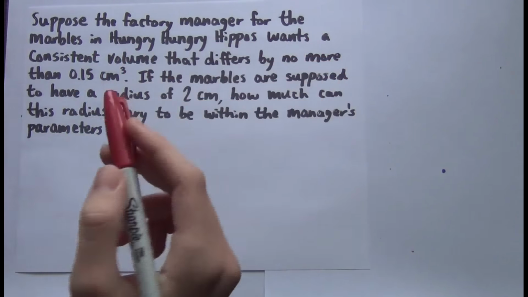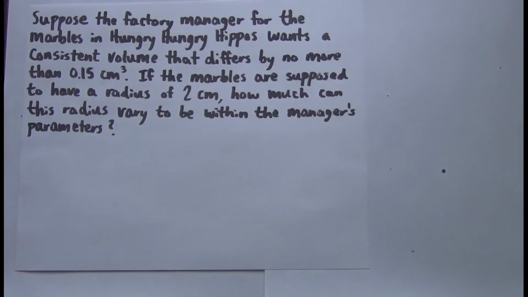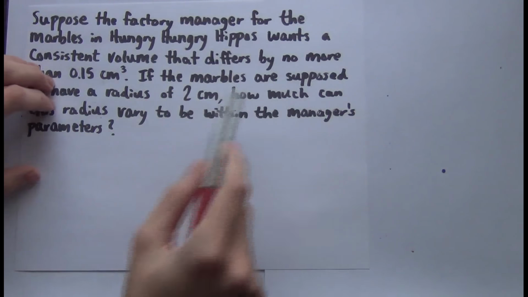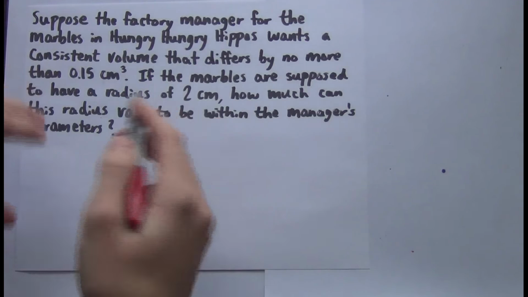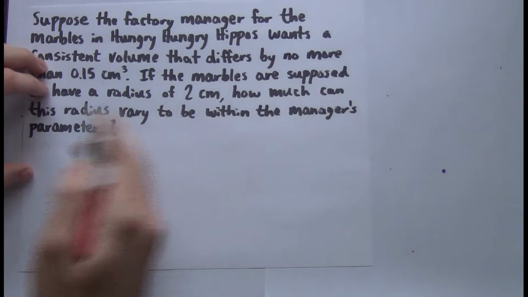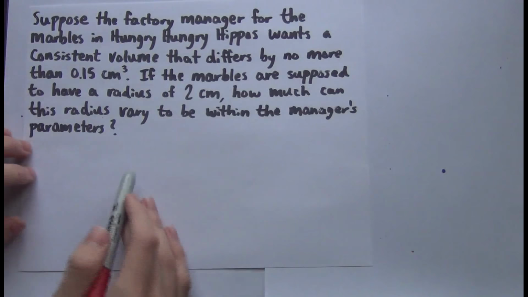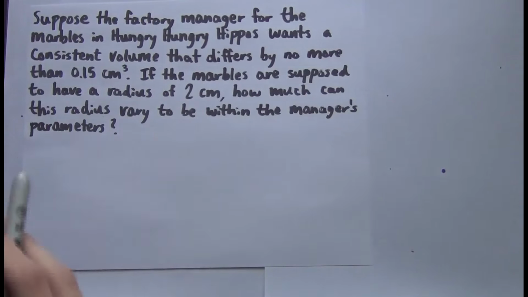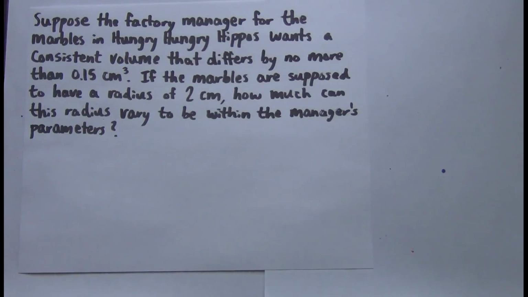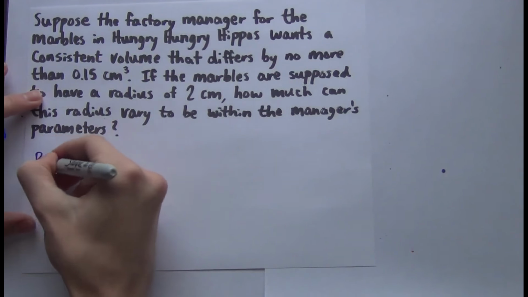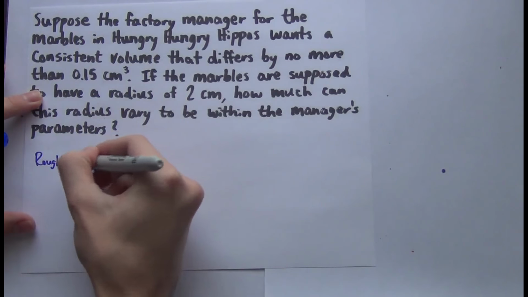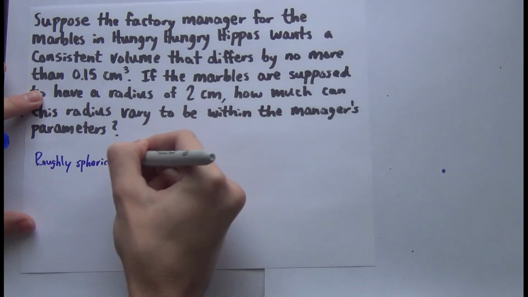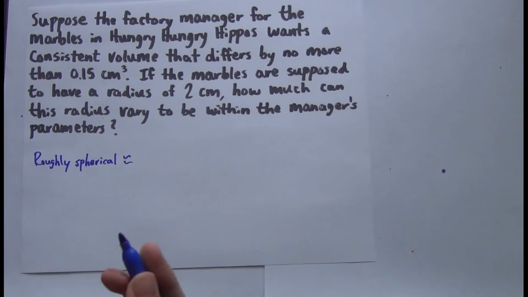So I want the volume to be within 0.15 cubic centimeters. Maybe you took an average of all these marbles and discovered that they should have an average radius of about 2 centimeters. Now I want to know how much this radius can vary to be within these parameters. Hopefully you know that in Hungry Hungry Hippos, all these marbles are roughly spherical, so I have a way of comparing the volume to the radius.